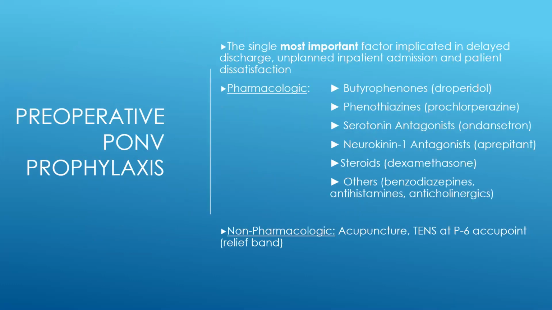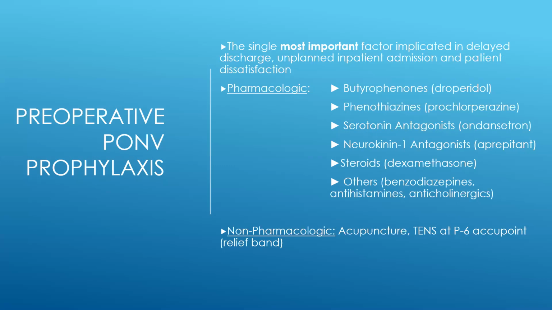So this, like I said, PONV prophylaxis is the single most important factor implicated in delayed discharge, unplanned admission, and patient dissatisfaction. When they've surveyed patients and asked them, what is your biggest concern about having surgery? A good portion of the patients will not say pain. They will say nausea and vomiting afterwards. And if you ask them which they would prefer, whether they prefer to have pain or would they prefer to avoid postoperative nausea and vomiting, the majority will say, I will take pain if it means I do not throw up.